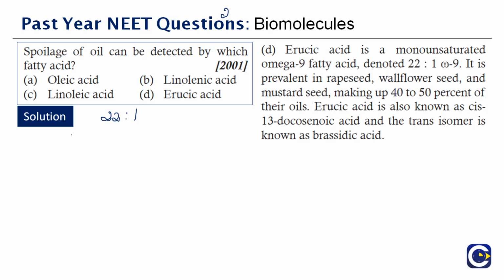So here you need to know is, see, this erucic acid is already present in oil. So when the content seems to increase, you can identify the oil is spoiled. So this is one acid which will help you detect the spoilage of oil in the fatty acid. Therefore, the correct answer to this question is erucic acid.